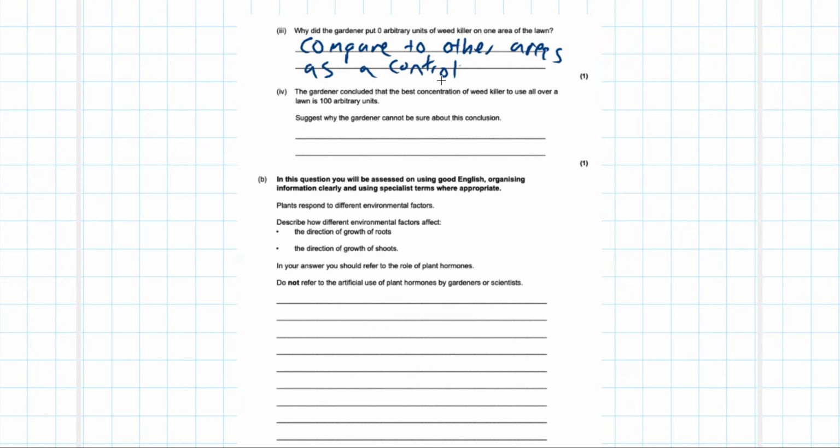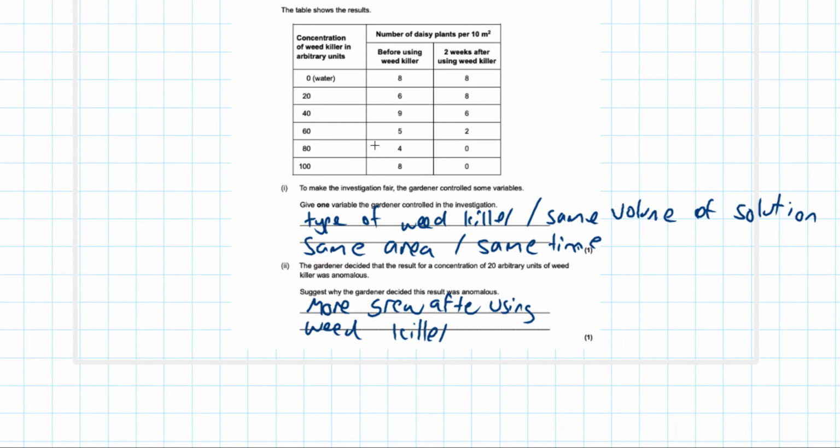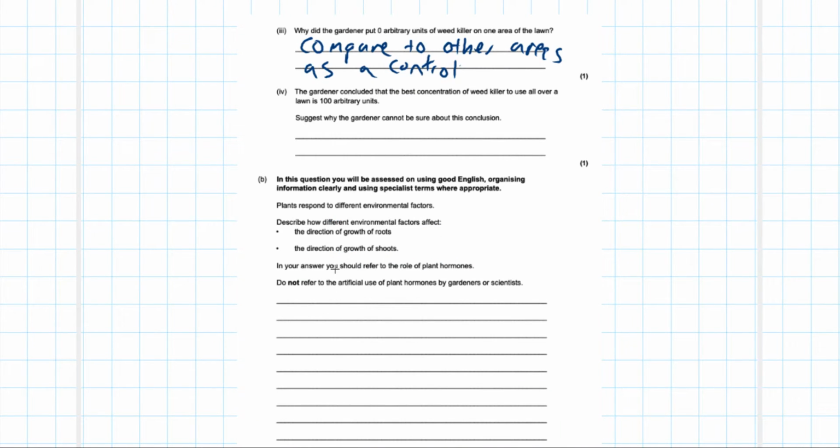The gardener concluded that the best concentration we could use all over the lawn is 100 arbitrary units. Suggest why the gardener cannot be sure about this conclusion. Well, if we look back at it, it's clearly not the best one necessarily, because we've got 80. We're not sure here because we've only got 4 daisy plants here. We don't know if, essentially, if it had 8 here, does that mean that all 8 will go to 0, or only 4 will go, etc.? We can't really infer a 100% conclusion, so we really need to repeat the results. So the reason why is that 80 units, and you can use arbitrary units actually, also killed all.